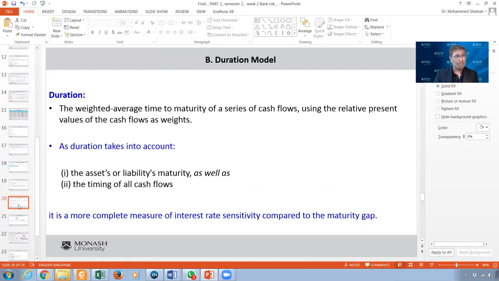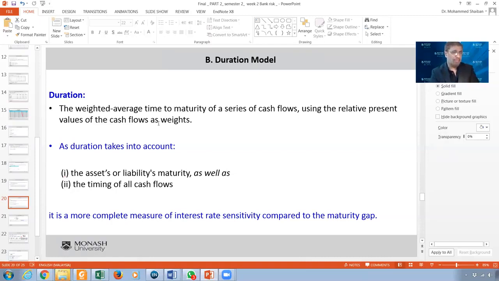Now duration is a little bit our friend, so the duration takes care of that. Duration is the weighted average of time to maturity of a series of cash flows, using the relative present value of the cash flow as weights. Now you will say, I didn't really get it. Yes, from this wording you can or cannot get it, but they are talking about the cash flows, which is one of the problems of the repricing model. They have to take care of that, and I will show you the calculation now.